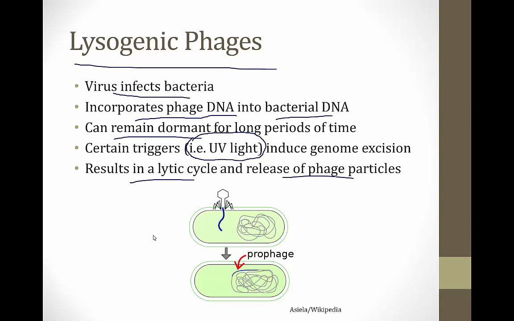But notice here that I've drawn a picture of a virus sticking some blue genetic material into a bacteria, and then that gets inserted into the bacterial genome. This is called a prophage region of the genome, and this can stay here for a long time, and this is a mechanism by which a new bacteria can acquire abilities that it didn't previously have.